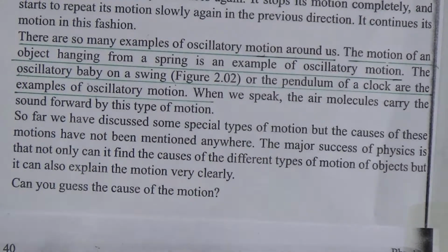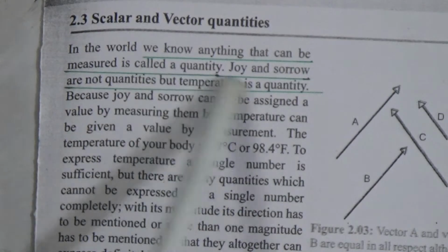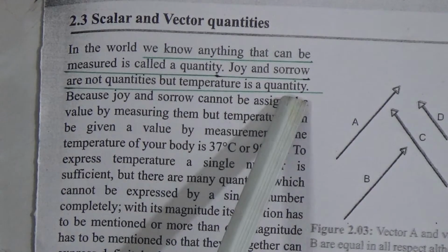Now we go to the topic, scalar and vector quantities. We know anything that can be measured is called a quantity. Joy and sorrow are not quantities, but temperature is a quantity.